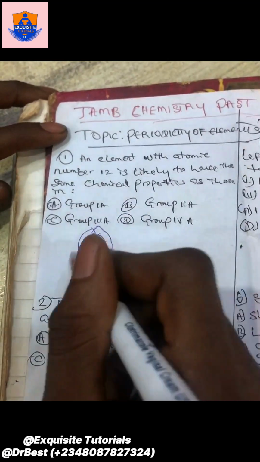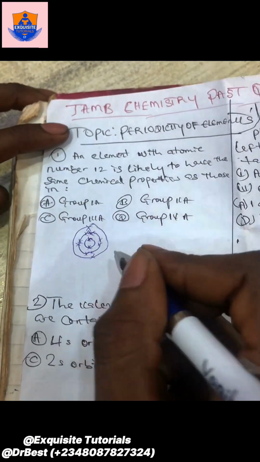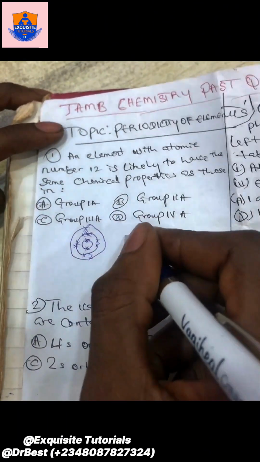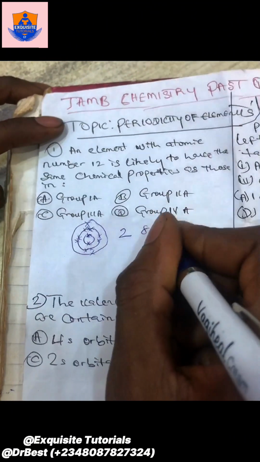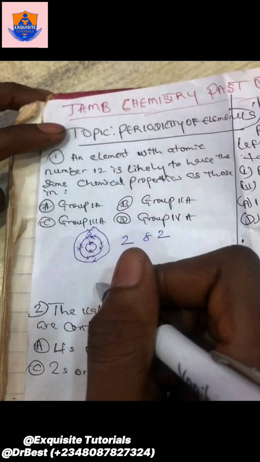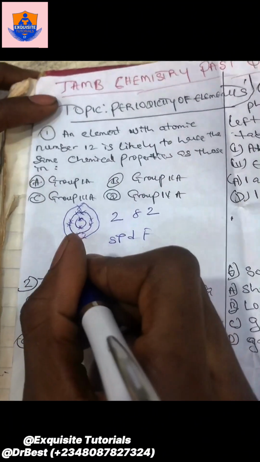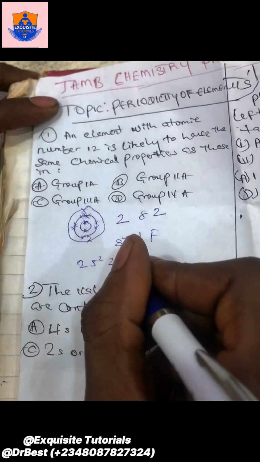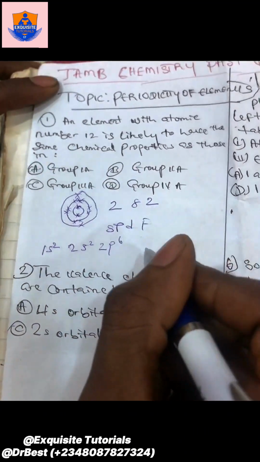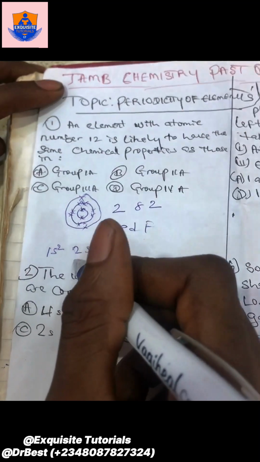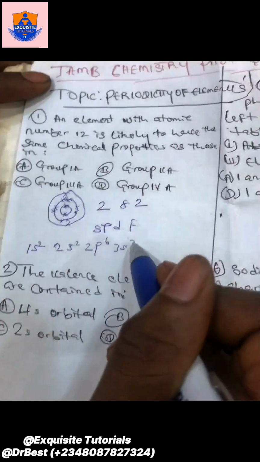Now, this is an atom that contains 12 electrons. It's going to be arranged this way: 2, 8, 2. Or you can as well use the other electronic configuration, the SPDF. So you're going to have 1s2 first, 2s2, 2p6, which is 10 already, then 3s2. So at the end of the day, you are still going to end up with 2.